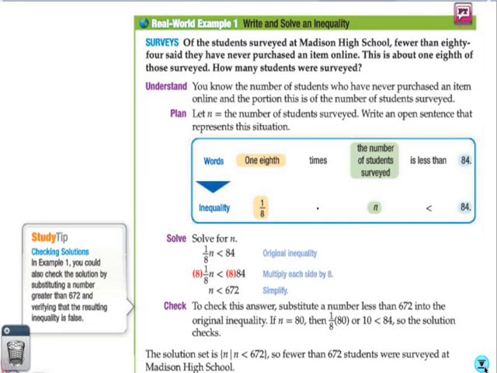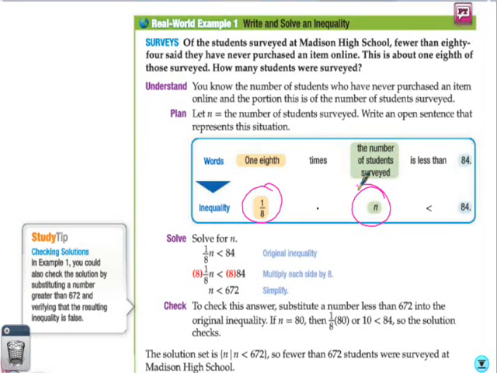This is about 1/8 of those surveyed. How many students were surveyed? So we take the 1/8 times the number that we don't know, and obviously the total number of students can't be more than how many students were surveyed. So it's less than 84.